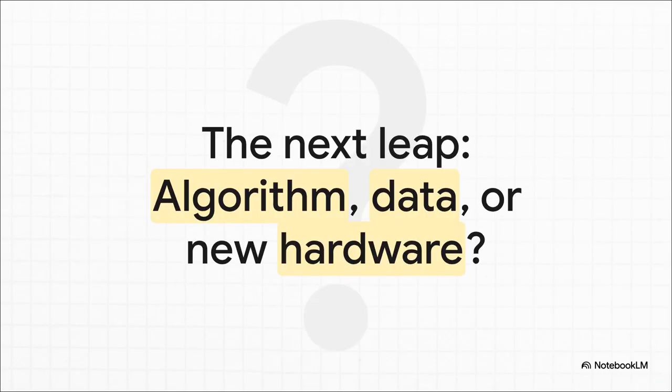And that brings us to our final question. We've seen progress come from all three of these areas. The transformer was a new algorithm. Chinchilla showed us the power of more and better data. And of course, GPUs made this whole scaling revolution possible. So where is the next massive leap going to come from? Is it going to be a totally new architecture, a breakthrough in data synthesis, or maybe a brand new kind of computer chip designed just for AI? That is the multi-trillion-dollar question.